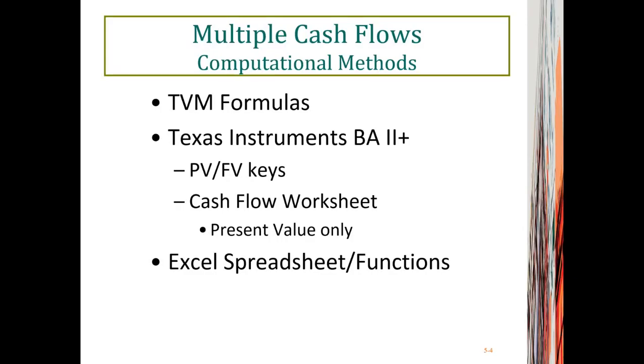Now let's take a look at how we can deal with multiple cash flows by using 3 different methods. The first method is the time value of money formula method. In this case, we apply mathematical formulas to calculate the future value or present value of uneven cash flows or even cash flows. The second method is to use the Texas Instruments BA II calculator. Here we will learn how to use the present value key or future value key to do the calculation, as well as the cash flow function on the calculator. And the last one is Excel spreadsheets.